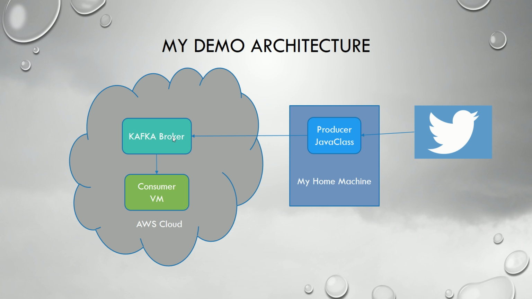Okay. This will be my demo architecture. I'll not go to Twitter right now. Simple: I'll run a producer job, I'll run a consumer job, and I'll use the Kafka broker to create the pipe so that I can get the data from the producer using the Kafka broker. Okay, that will be my demo architecture.